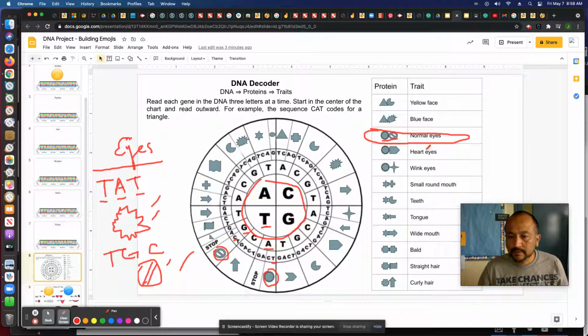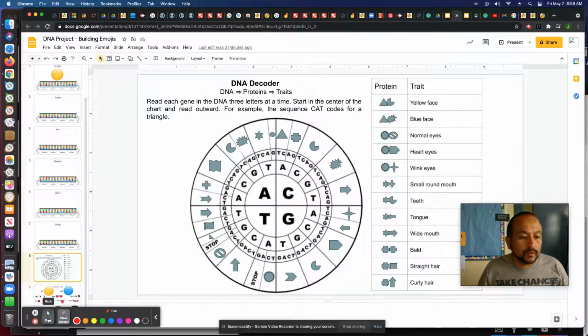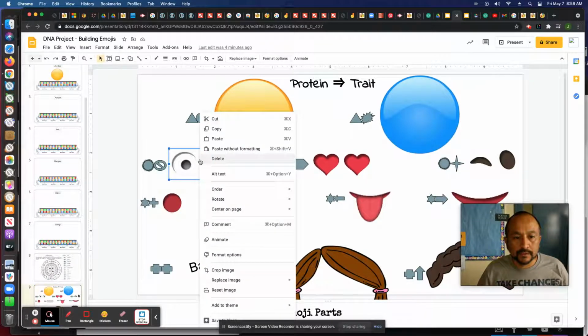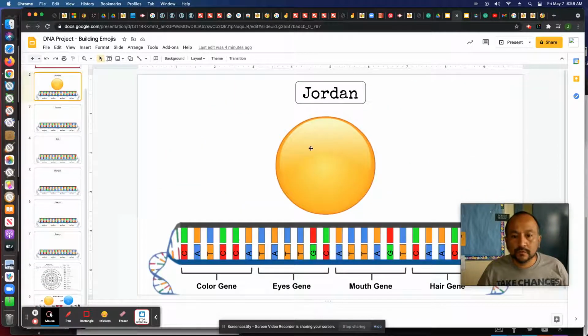They instruct us to build this trait. They instruct us to build the trait for normal looking eyes. Normal looking eyes. So we're going to go to our chart, and here it is. Here are the proteins, and here are the normal looking eyes for an emoji. We're going to right click, click copy. We're going to go to our emoji for Jordan, and we're going to paste those normal looking eyes for Jordan.